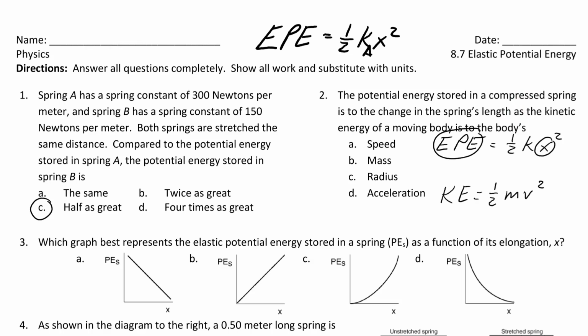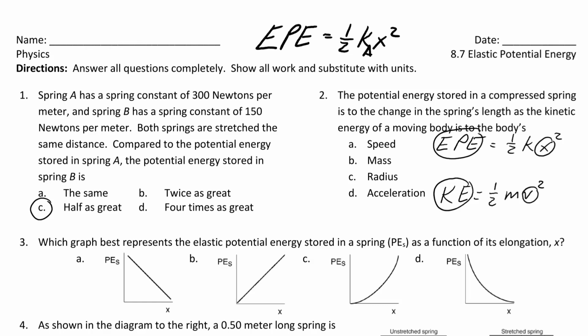So which variable, the mass or the velocity, has the same relationship as the potential energy and x, the distance it's stretched or compressed? As you can see, the kinetic energy is directly related to the mass because there's no exponent there, and the mass is on the same side of the division sign. And the kinetic energy is exponentially related to the velocity.